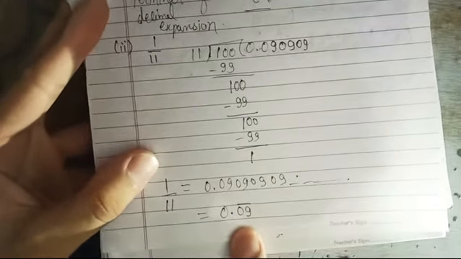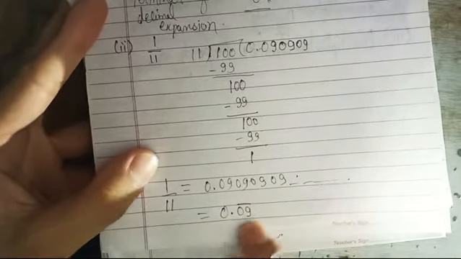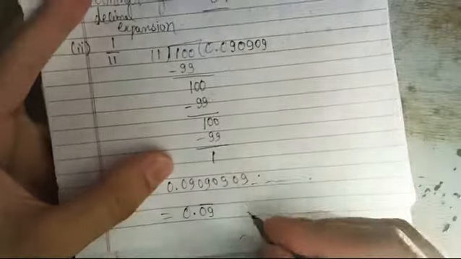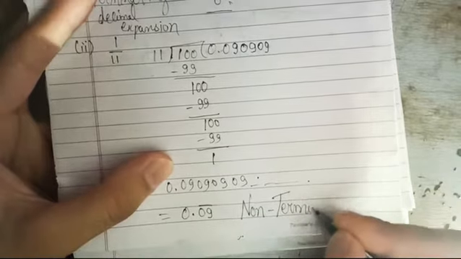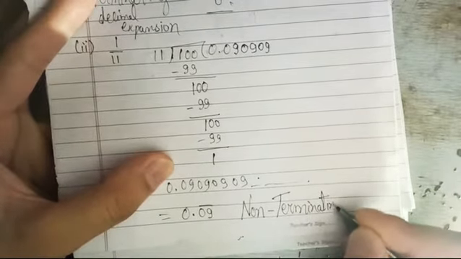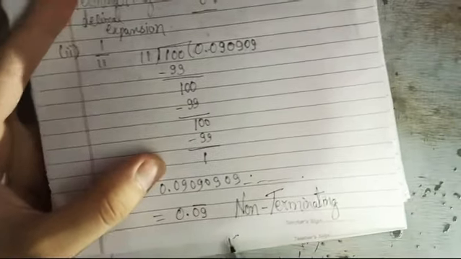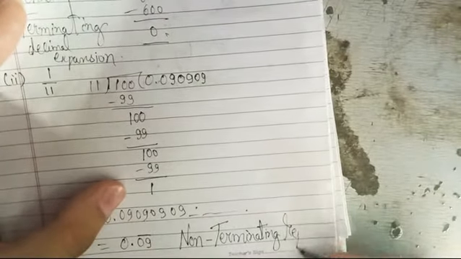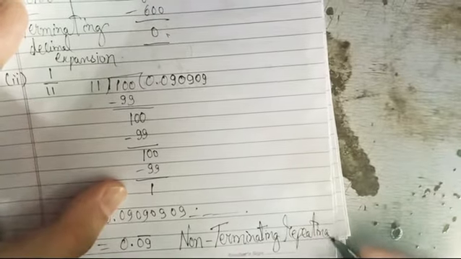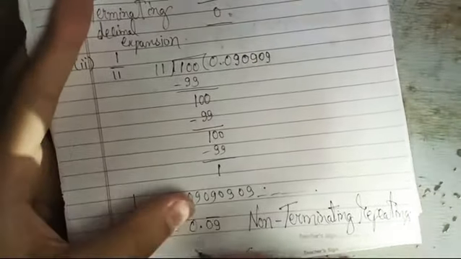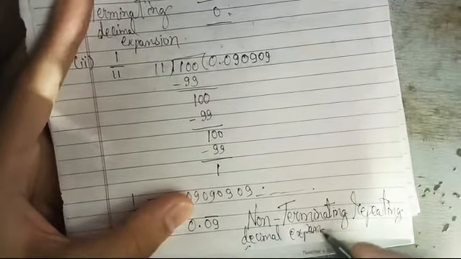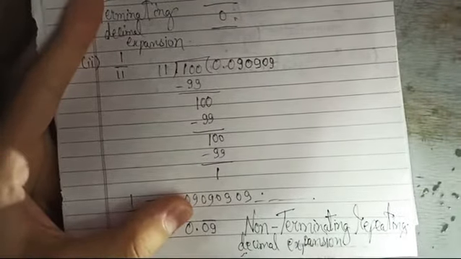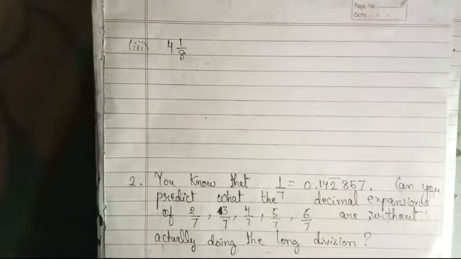So if they are repeating continuously, then we can say that it is a non-terminating repeating decimal expansion. Non-terminating means it will not stop, but it is repeating again and again, so we put one more word, repeating, over here. Non-terminating repeating decimal expansion.